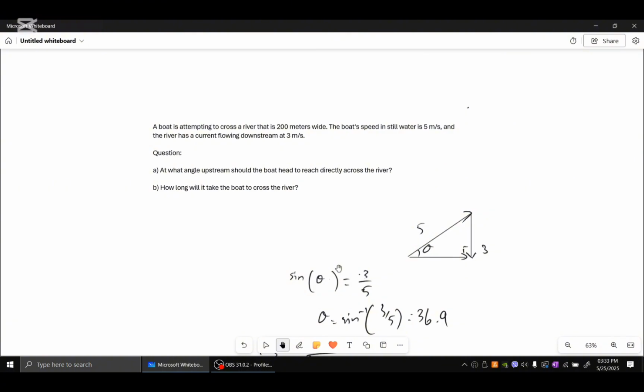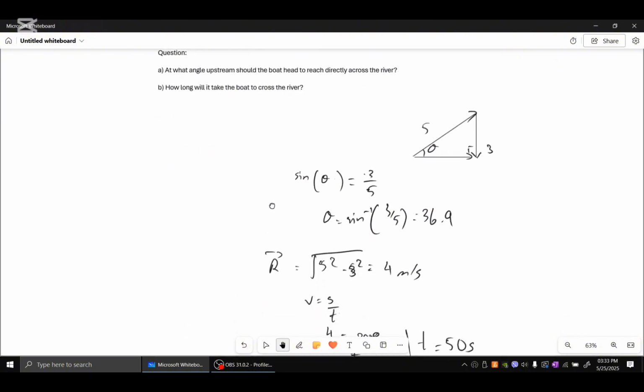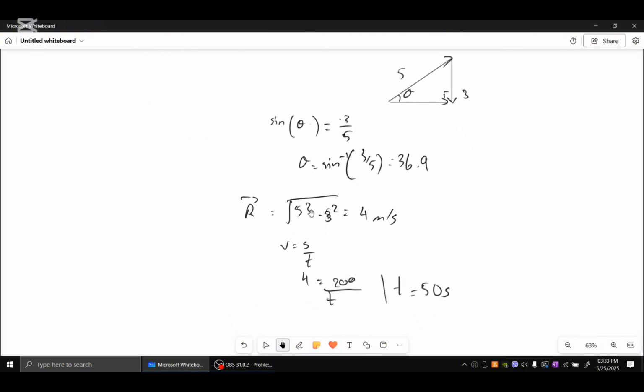And B, how long will it take for the boat to cross the river? Now you find the magnitude of the resultant vector, and then you use v is equal to s over t. You get 4 meters per second, and you use v is equal to s over t. You get t is equal to 50 seconds.